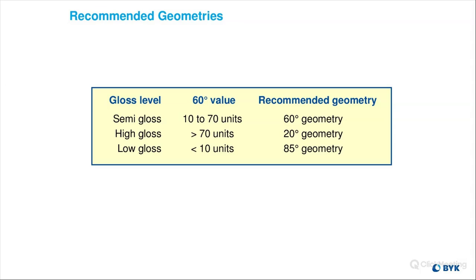At the semi-gloss range, between 10 and 70 units, the 60-degree geometry is what's recommended. Once we get past 70, into the high gloss range, you want to use your 20-degree, and anything below 10 units is when you would choose your 85-degree geometry.